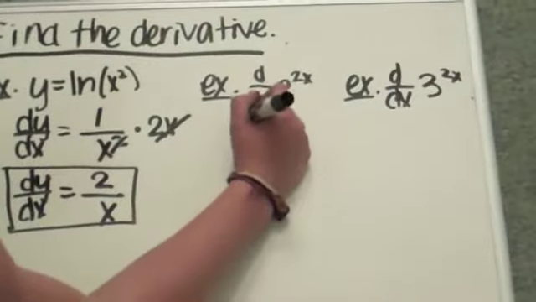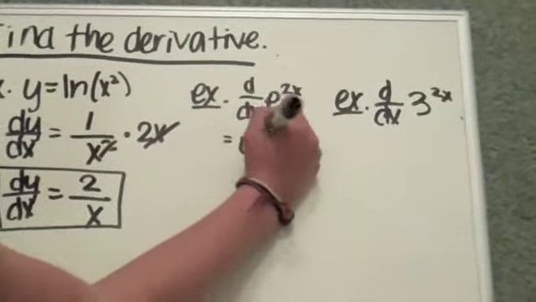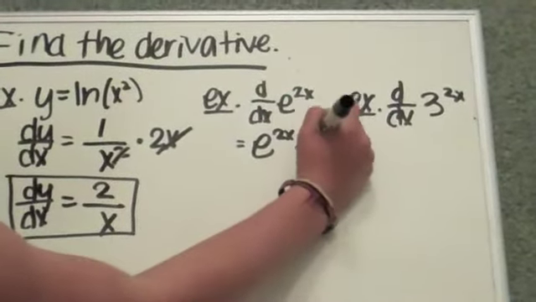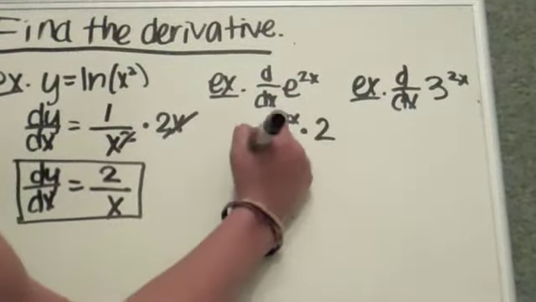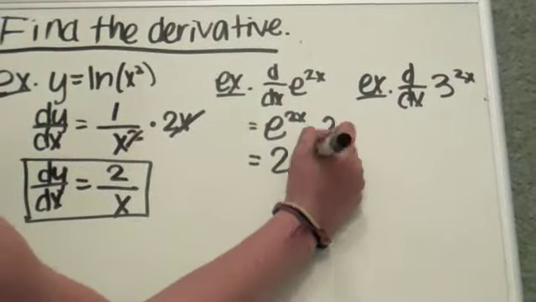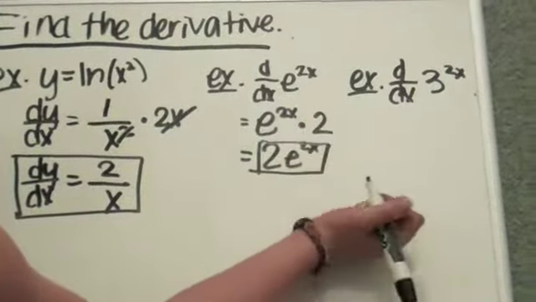Okay, this one's really easy. All you have to do is have the e to the 2x, and the chain rule, multiply by 2. And make it pretty, 2 times e to the 2x.